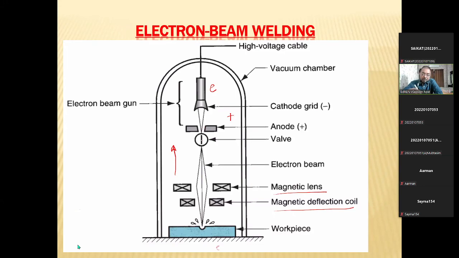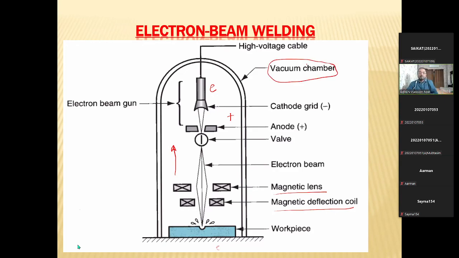Then it will pass through the bulb, and the magnetic field is used for focusing it to the surface. So this is the total machinery that we are going to use. One thing is that all the attachments are lying in a chamber, which is named a vacuum chamber.